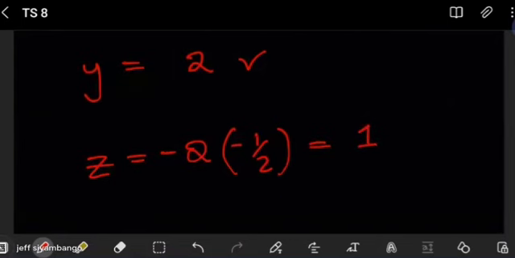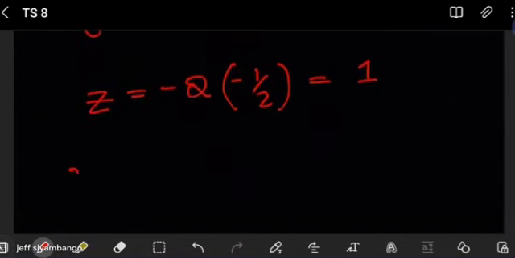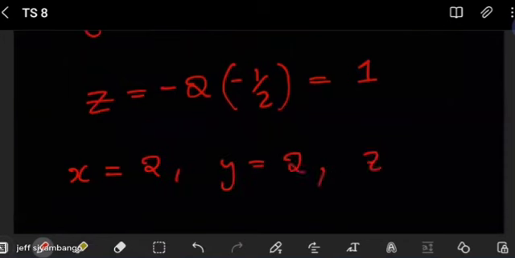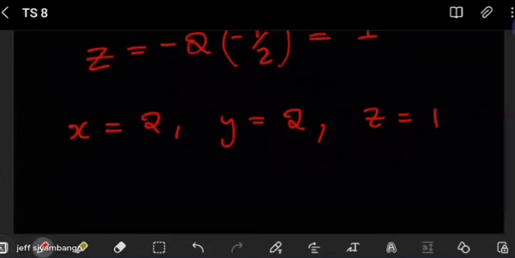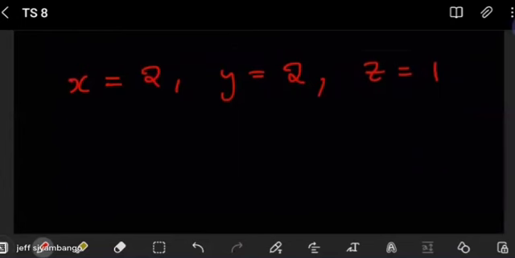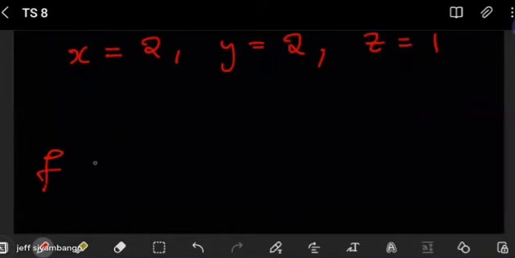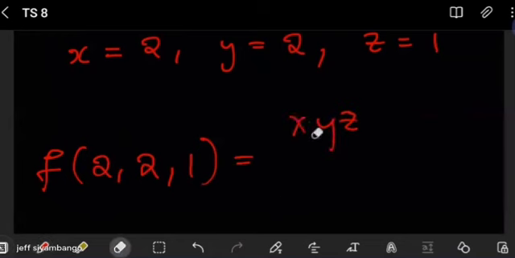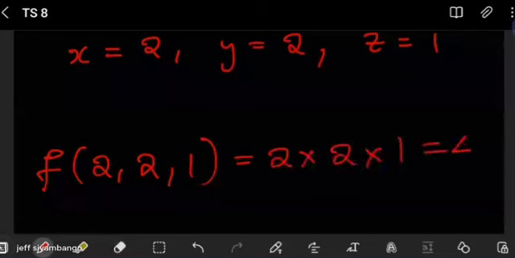So in other words, the dimensions that ensure that we are dealing with the maximum are x equal to 2, y equal to 2, and z equal to 1. What does this mean? It now means that the maximum volume, remember they wanted the maximum volume that we can have, will be f of 2, 2, 1. Remember, the volume is xyz. So it will be 2 times 2 times 1, which is equal to 4 meters cubed. That is the maximum volume that we can have there.